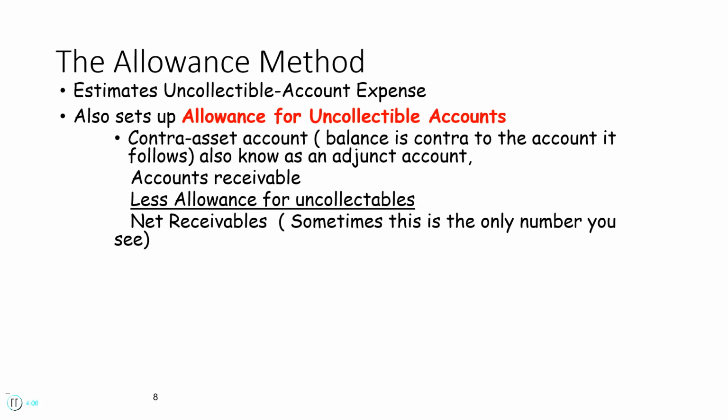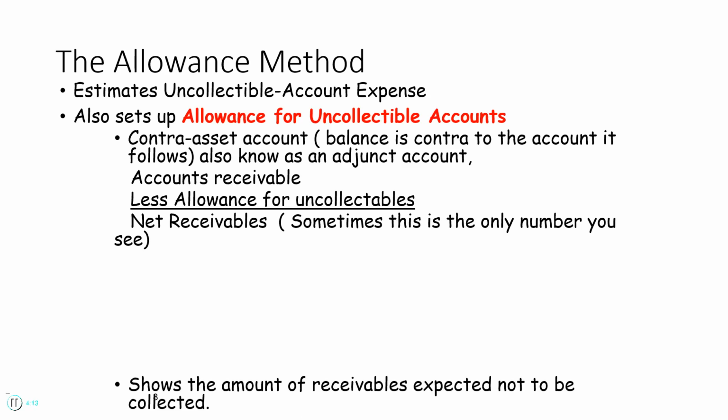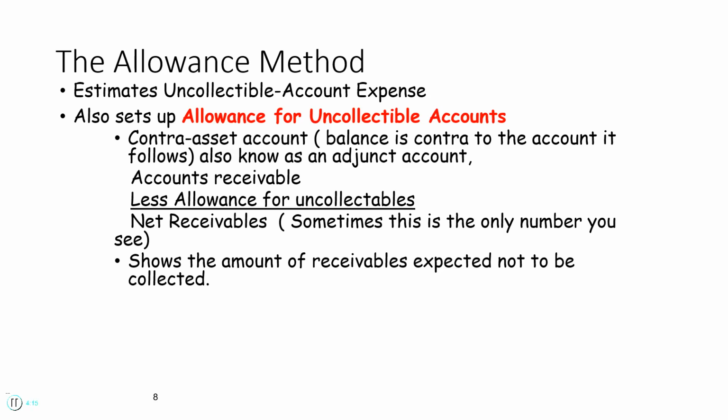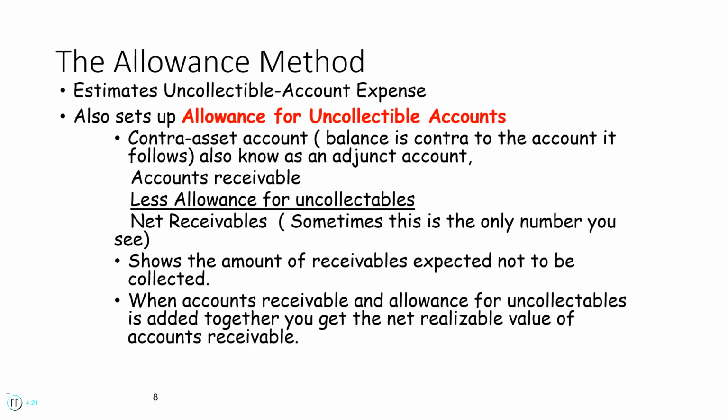Now, sometimes when you look at financial statements, all they show is net receivable because they really don't want you to know how much they allow for uncollectibles. It shows the amount of receivables expected not to be collected. That's what the allowance for uncollectible accounts shows. When allowance for uncollectibles is subtracted from accounts receivable, that's how you get net realizable value. That's what you think you're going to get.